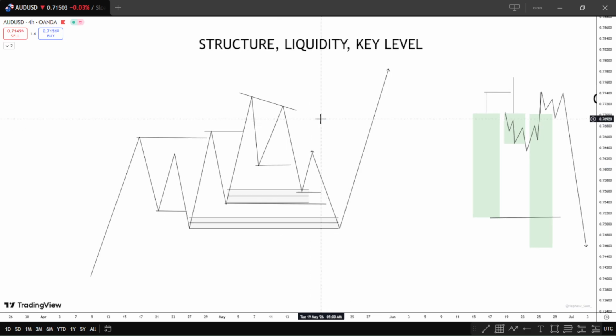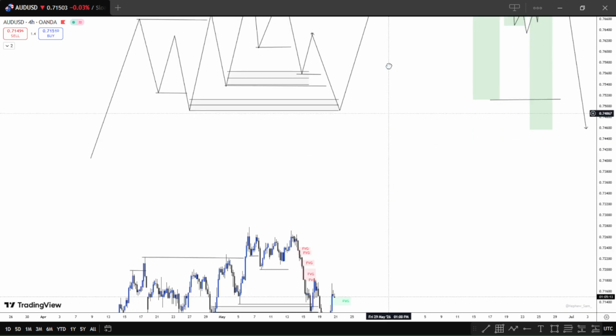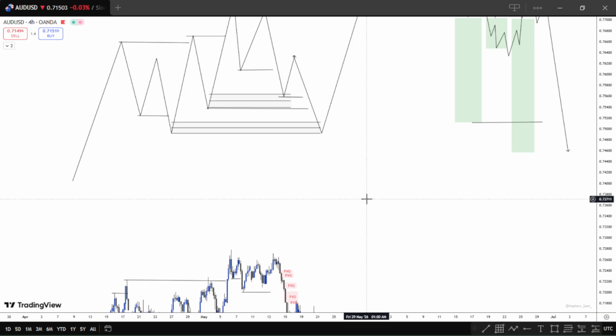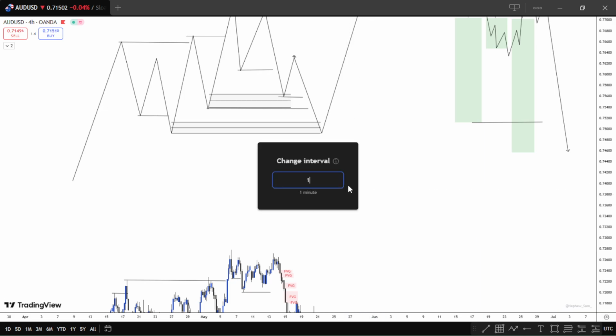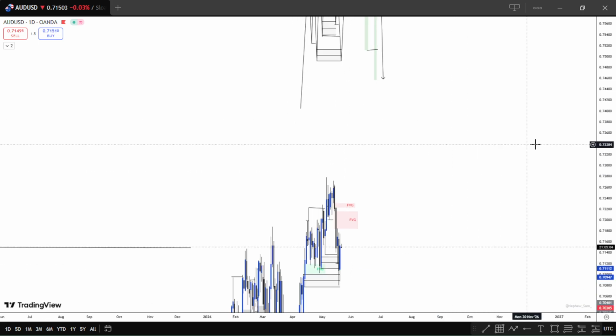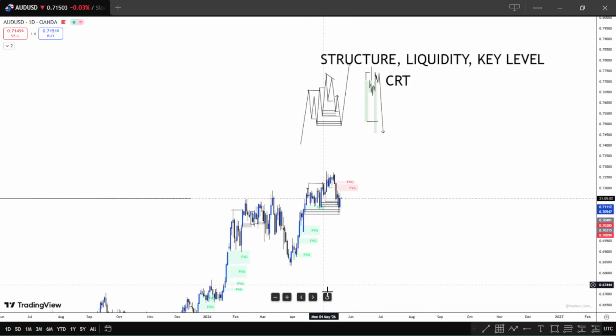All right, so this is the textbook diagram. Let's now get down into the chart. I think we'll start from, what's the name again? The drawn liquidity or the candle range theory, before we proceed. I'll be using the daily time frame to get my drawn liquidity for this particular pair.